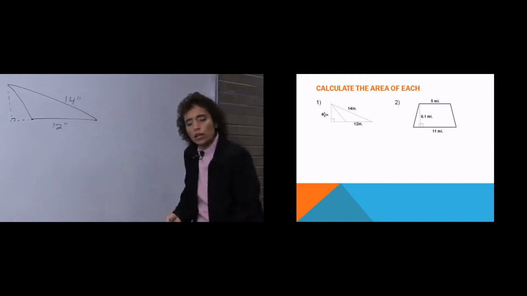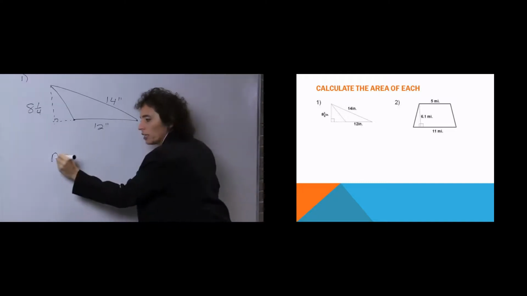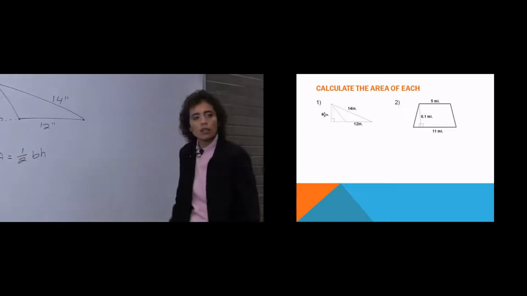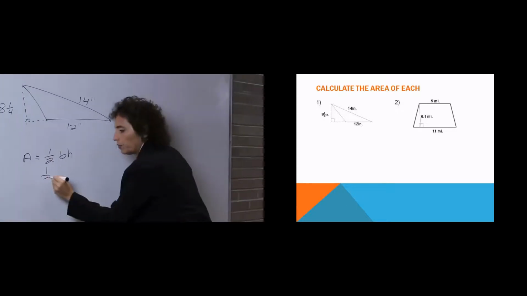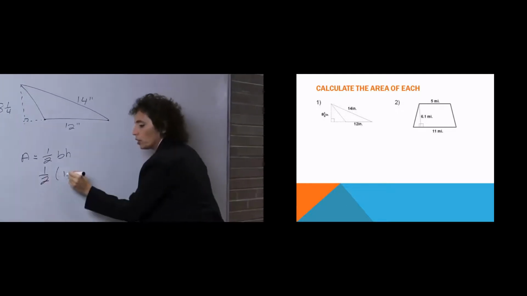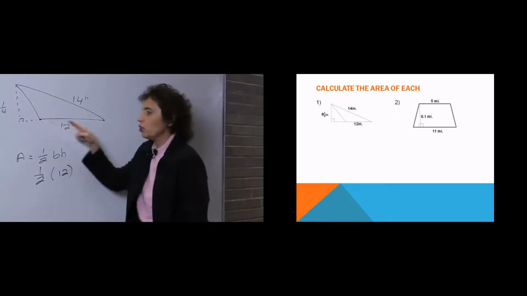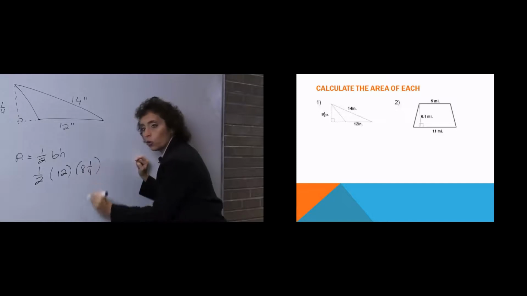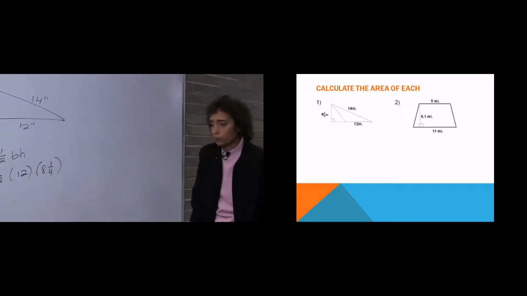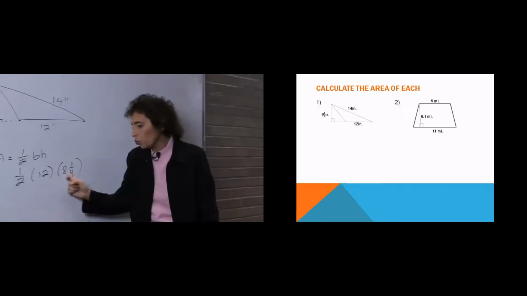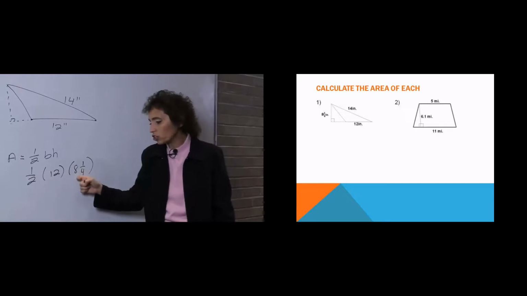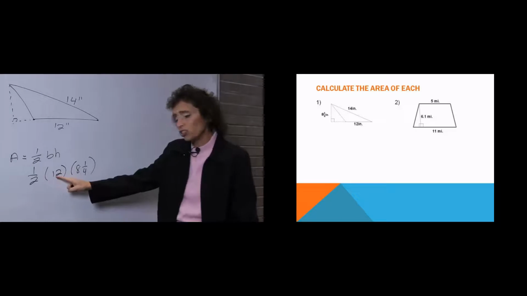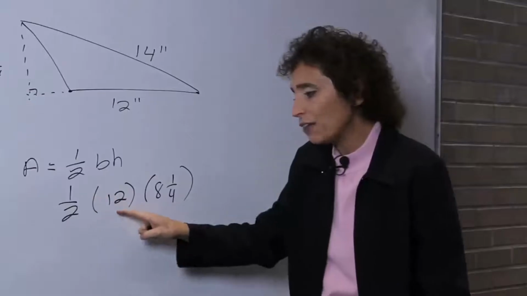Recall that the area of a triangle is 1/2 base times the height. Well, the base is 12, truly from here to here. The height is 8 1/4 inches. So we're going to multiply this. It's up to you whether you decide to use a fraction or a decimal. It doesn't really matter. First thing I might want to do, since this is even, is take 1/2 of 12.